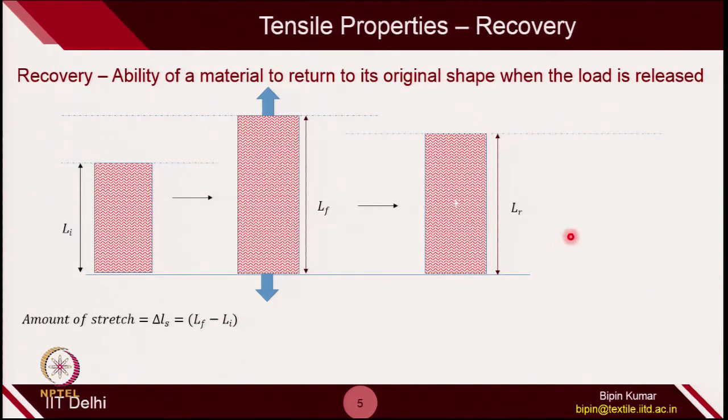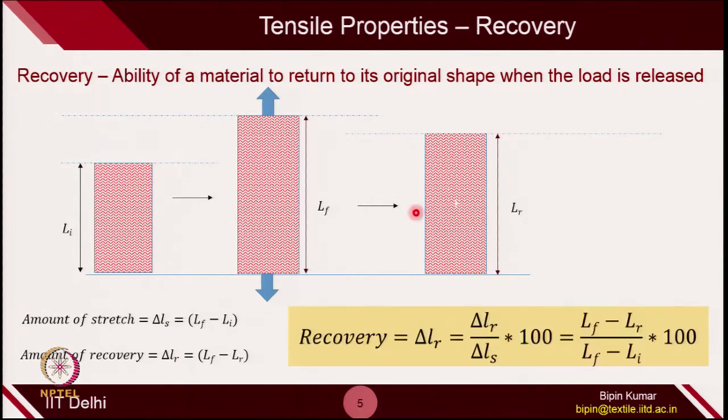So, Lf minus Lr is the amount of recovery. So, delta Lr is the amount of recovery, that is, deformed length minus recovered length. Once you have these two quantities, you will simply take the ratio of these two and you will get the recovery in percentage. So, recovery is defined as the amount of recovered length divided by the amount of stretch length. This is expressed in percentage.